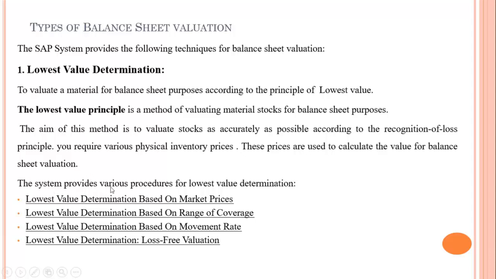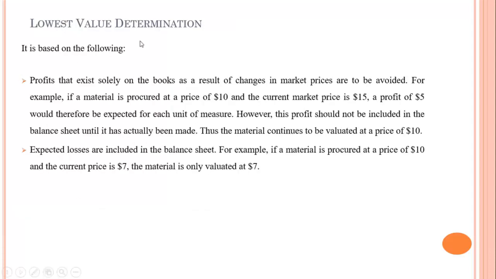So the system provides various procedures for lowest value determination. You may include these four types of value determination. First is lowest value determination based on market prices. Second is lowest value determination based on range of coverage. Third is lowest value determination based on movement rate of the product. Fourth is lowest value determination that is loss-free valuation, in which there is no loss. We can understand lowest value determination on the basis of these two examples.